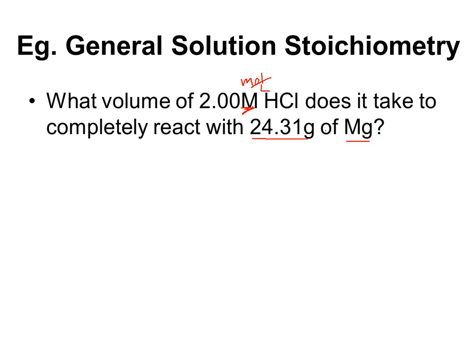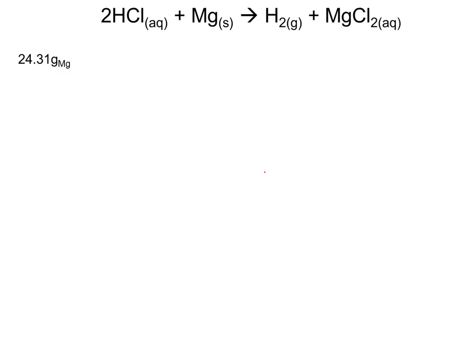So to start off, we'd want to write the reaction for this. So magnesium plus HCl, we're going to form hydrogen gas and magnesium chloride, and we're going to make sure that equation is balanced. So we have our equation to base our stoichiometry calculations on, and we're going to start with the number given in the question, 24.31 grams of magnesium. So we're starting off with that much magnesium, and we want to know how much HCl is required to react with all of that magnesium.